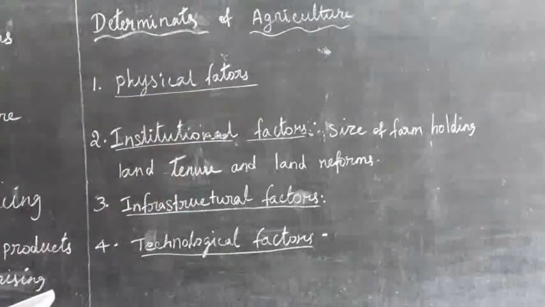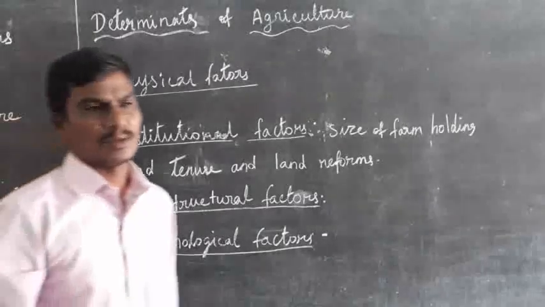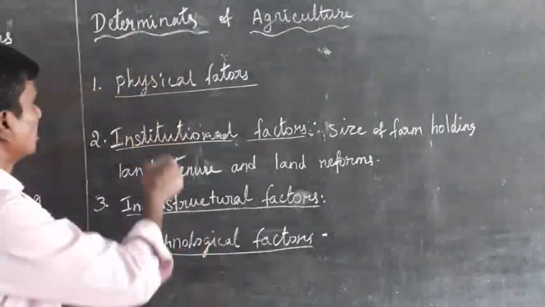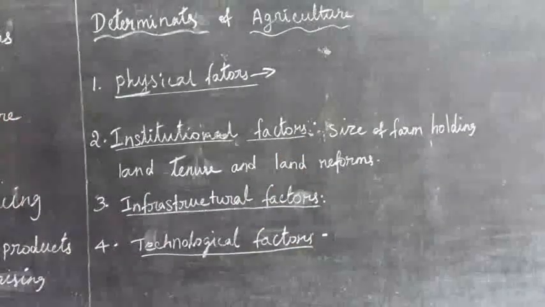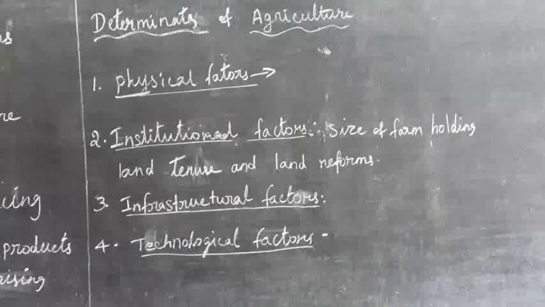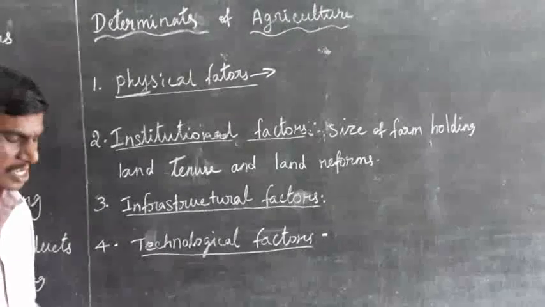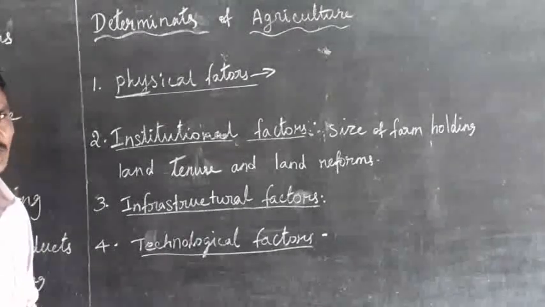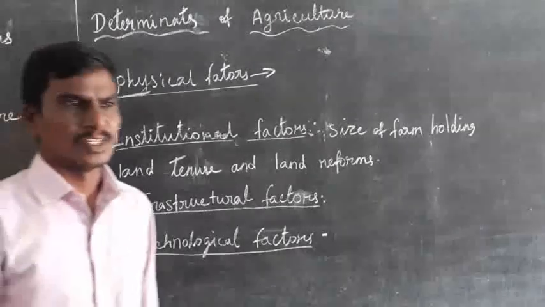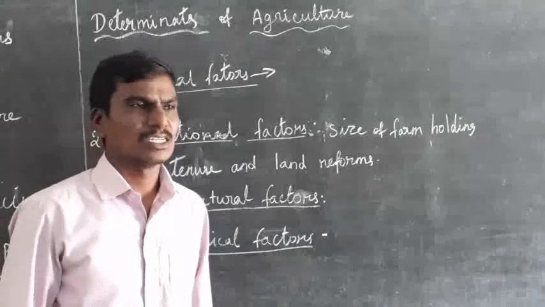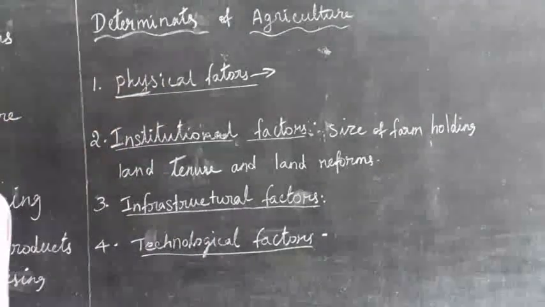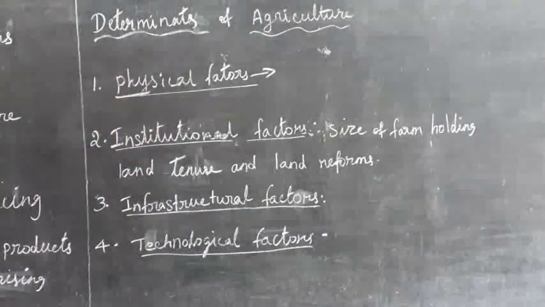First, the physical factors: relief, climate and soil. Relief means the land surface. Climate is very important. The third one is soil: alluvial soil, black soil, red soil, laterite soil, mountain soils.